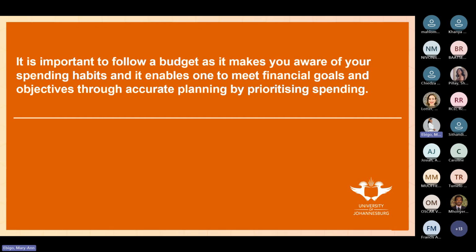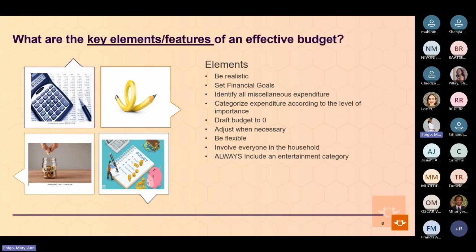So it's important to have that priority list. What are the key elements or features of an effective budget? So firstly, it's very important to be realistic. Do not try to make a budget just because you think this is what everyone else is doing or this is the ideal. Make the budget tailored to you.